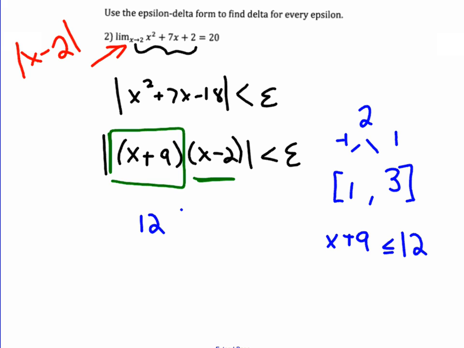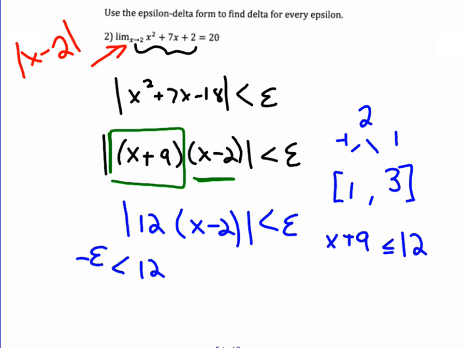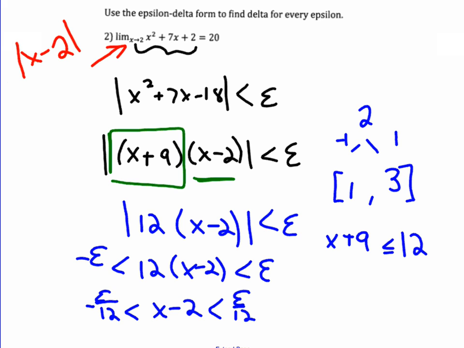So we have 12 times |x minus 2| is going to be less than our epsilon. Okay, so now we break our middle part out of the absolute value brackets. Negative epsilon is less than 12 times x minus 2, and that's less than our epsilon as well. Divide everything by 12, and hey, look, we get to our goal. So we have negative epsilon over 12 is less than x minus 2, which is less than epsilon over 12.